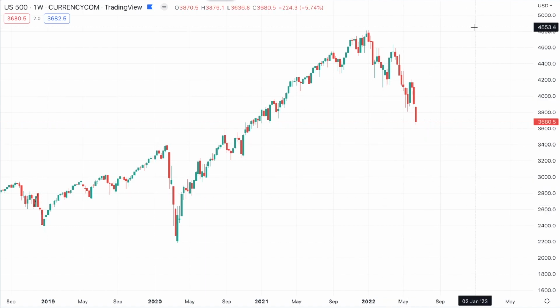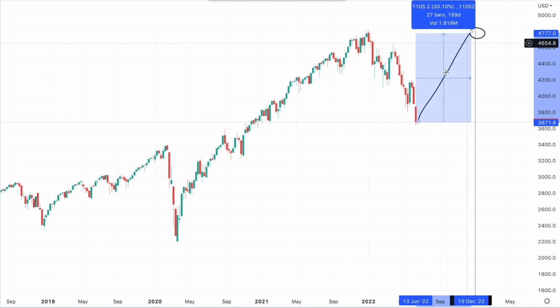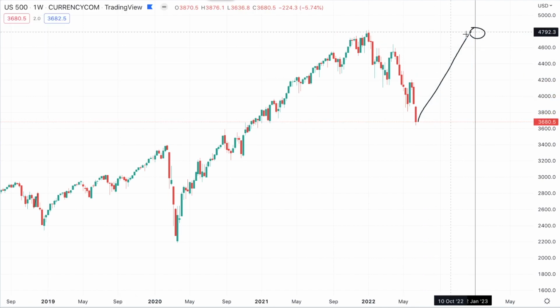First scenario, we get back to the all-time high. Right here, January 2023, the market has rallied an astounding 30% from current levels, massive upside, and is back to its all-time high from January 2022. Second scenario, right here, we trade sideways. We don't do anything for 6 months, and in January 2023, we're at the same exact level as we are now. So a type of sideways trading range where nothing happens in the market.